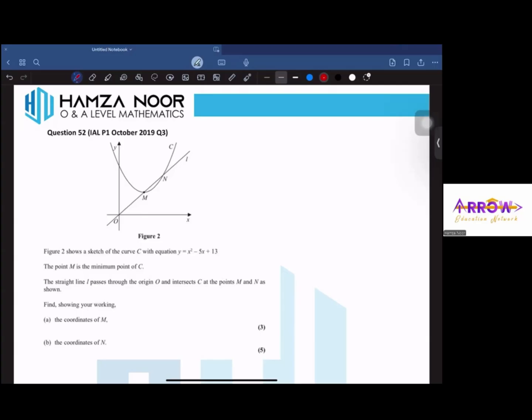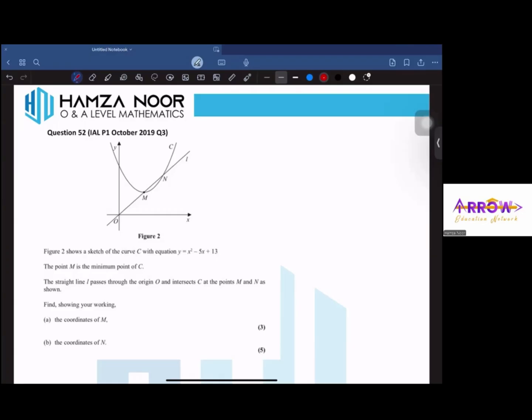I'm going to solve some questions from past papers, International A-Level Edexcel P1 Pure Mathematics 1, and the topic is Equations and Inequalities. We have a combined handout of chapter number 2 and chapter number 3. Chapter number 2 is quadratics and chapter number 3 is equations and inequalities. So we have question number 52 of the handout, which is October 2019, paper 1, question number 3.